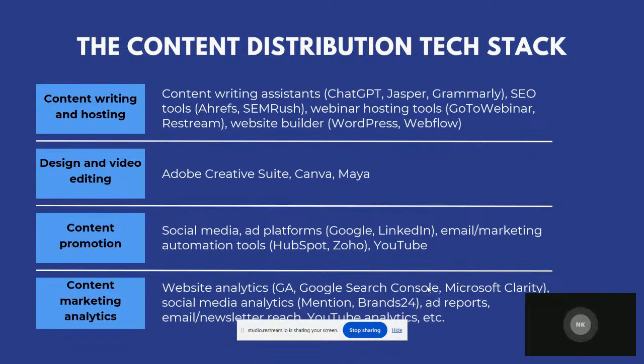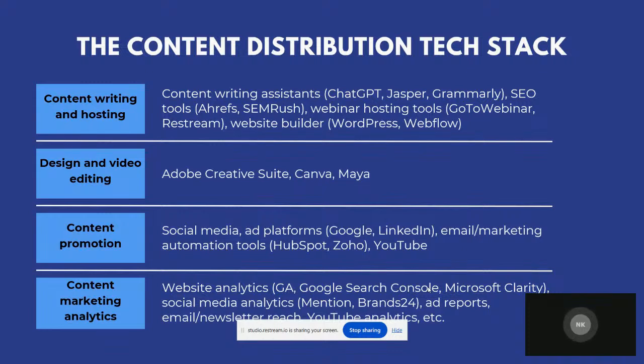Now, content promotion, right? That's where a lot of the distribution happens. And depending on what channels you choose or what kind of distribution you choose, the tools you need will also differ. For example, if you're talking about social media, you can use LinkedIn, you can use YouTube, you can use X. When it comes to ad platforms, mostly Google, LinkedIn. In some niches in B2B, Facebook or Meta also works.